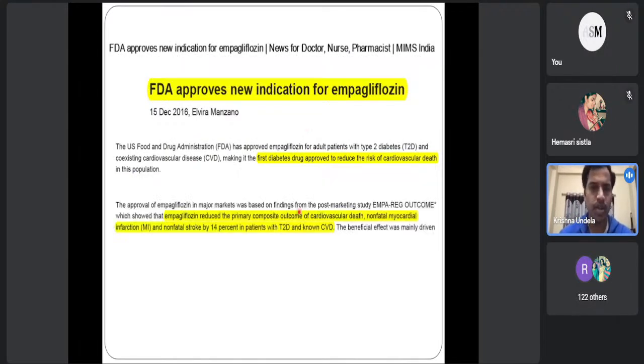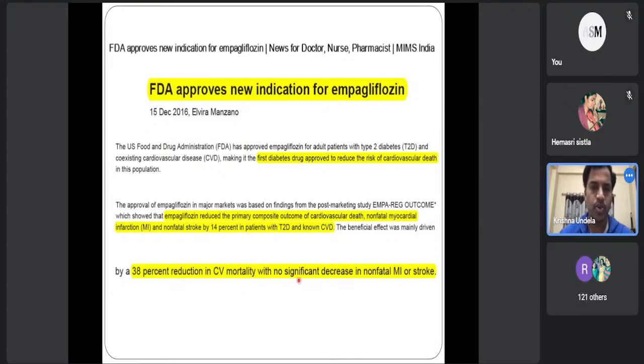And what they've given here, you can see empagliflozin reduces the primary composite outcome, that is cardiovascular death, non-fatal myocardial infarction, and non-fatal stroke by 14% in patients with type 2 diabetes mellitus and known cardiovascular diseases. So what are the 14% we understood from that table? It is fine. It is correct because it is mentioned in the FDA document. And there's a 38% reduction in the CV mortality, right? That's what we got to know.